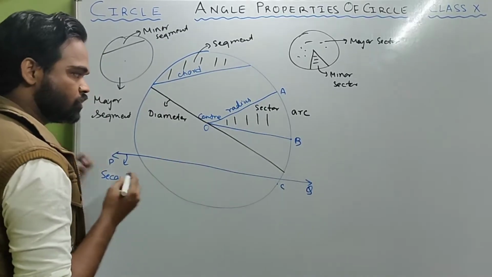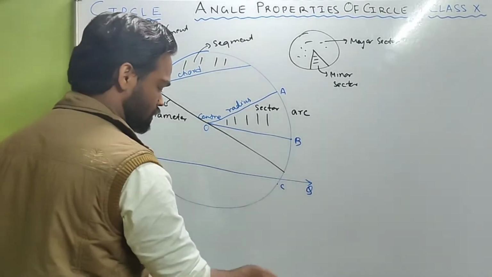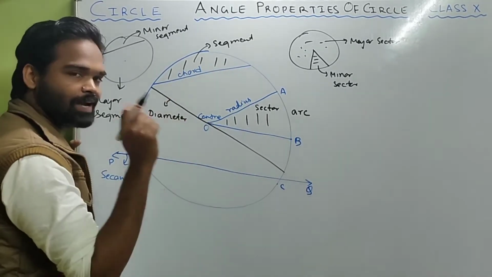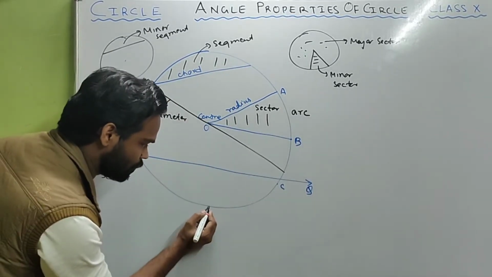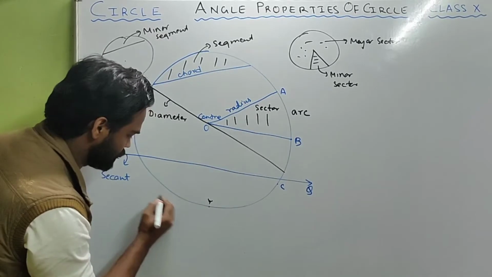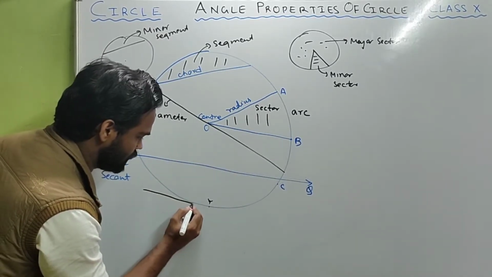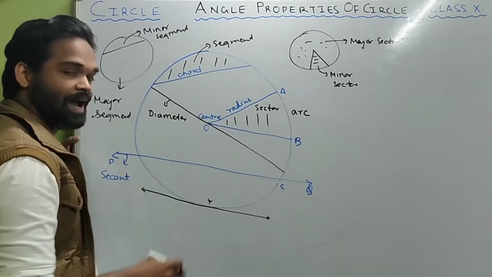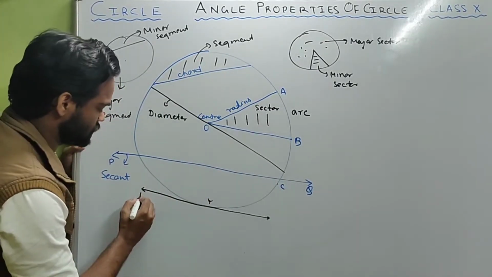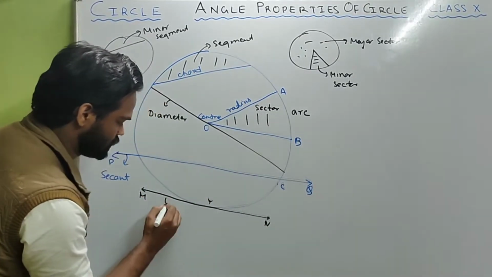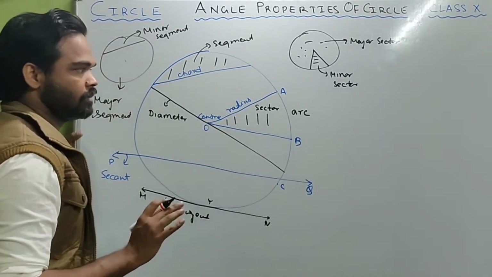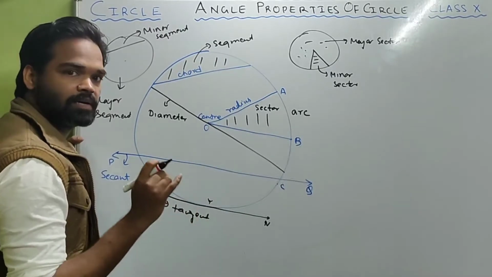And the most important is a tangent. What is a tangent? A tangent is a line touching the circle at 1 point only. Suppose there's a point Y and you draw a line in such a way that it just meets the circle at Y, then this, suppose MN, is your tangent. I hope these terms are clear.